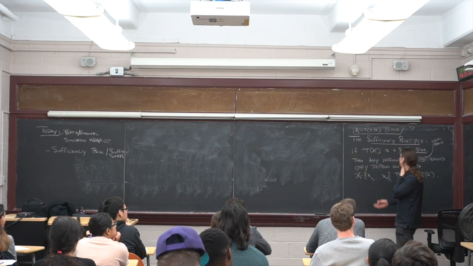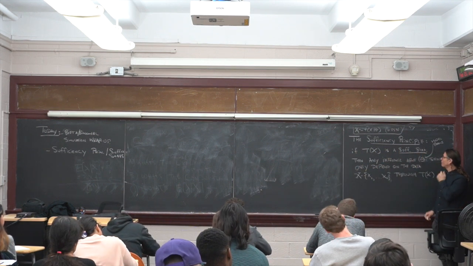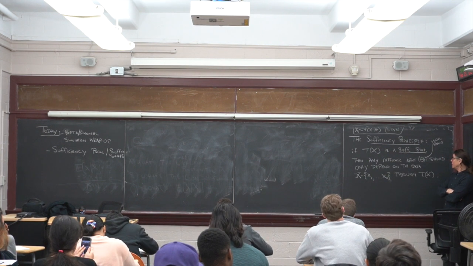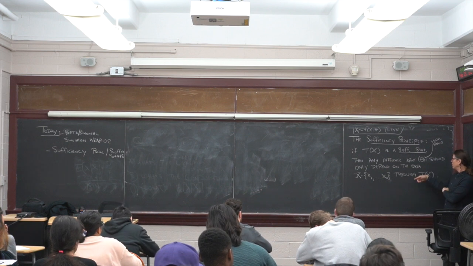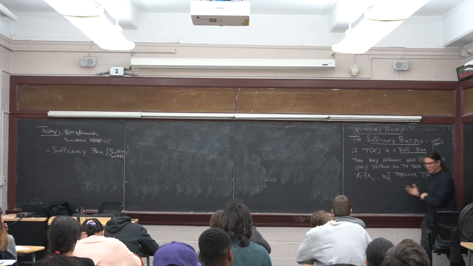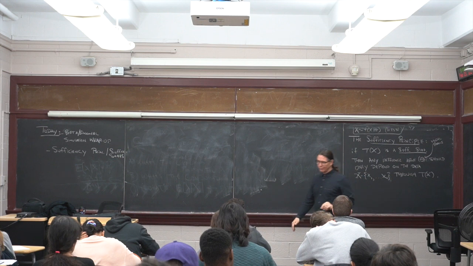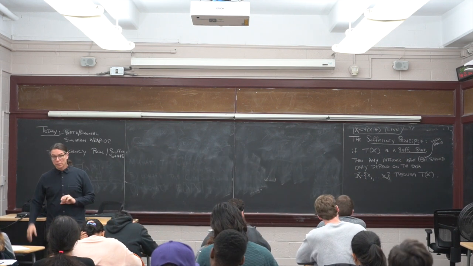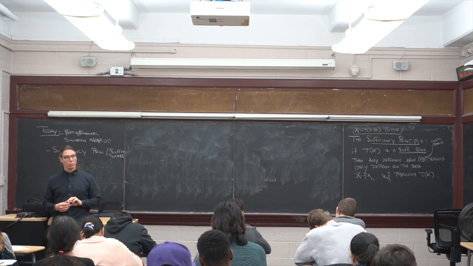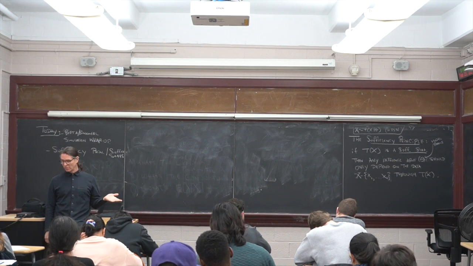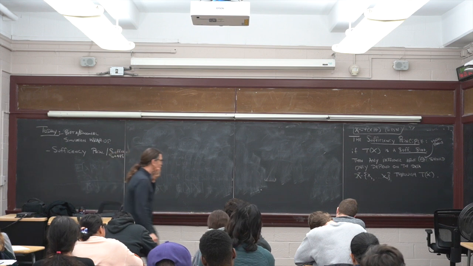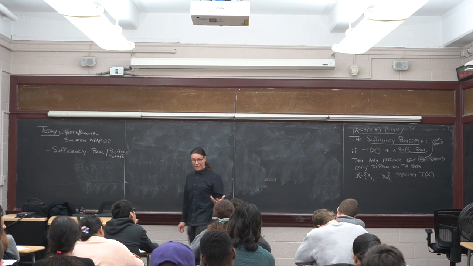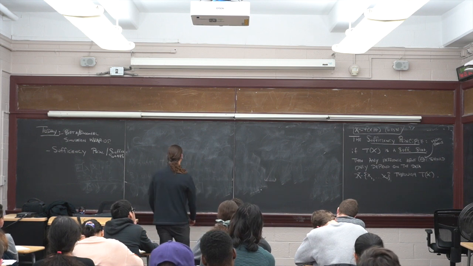I want to switch gears and get into the sufficiency principle. The sufficiency principle says, if T of X is a sufficient statistic, then any inference about theta should only depend on the data through that sufficient statistic. An example of this in the Bernoulli example would be X bar, or for the mean in a normal distribution, the sufficient statistic will be X bar. I haven't told you what a sufficient statistic is. It's just an idea. So here's the definition.